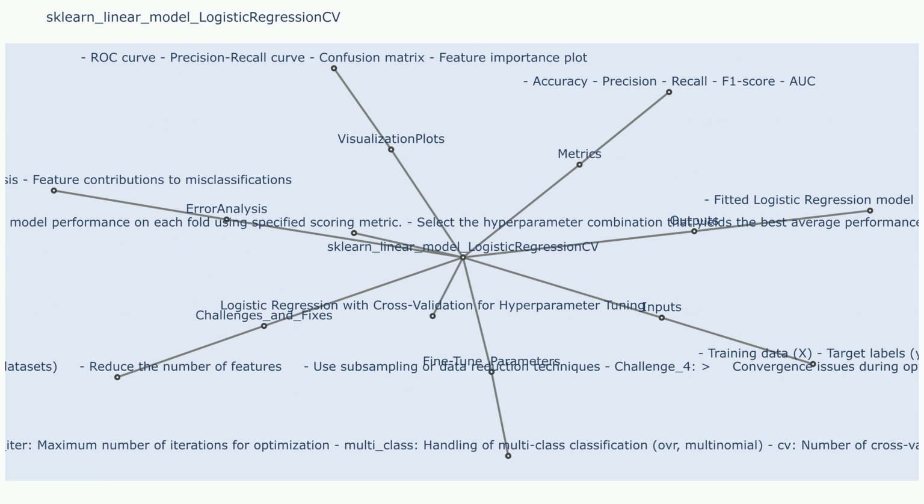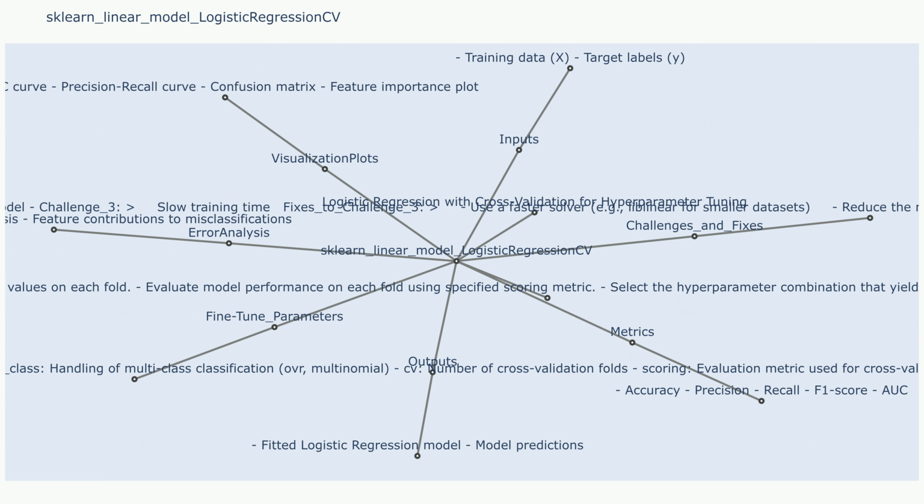Precision recall curve. This plot shows the precision against the recall for different threshold values. It helps visualize the trade-off between precision and recall, particularly in situations with imbalanced data. Fine-tune parameters. C: the inverse of the regularization strength. A smaller value of C specifies stronger regularization. It controls the trade-off between overfitting and underfitting.